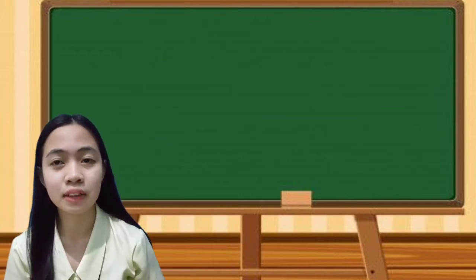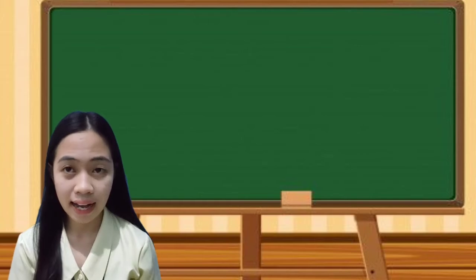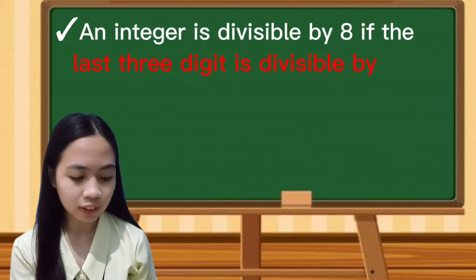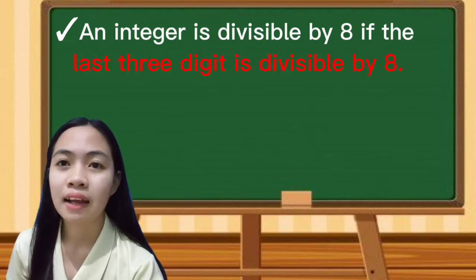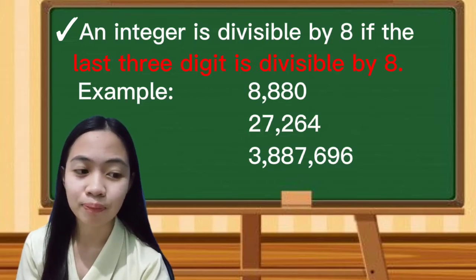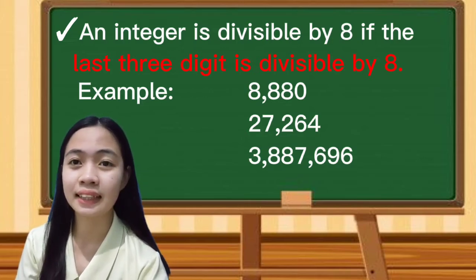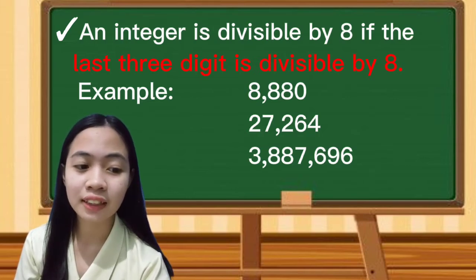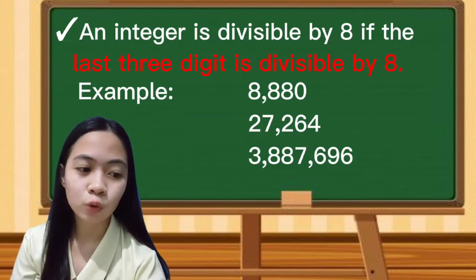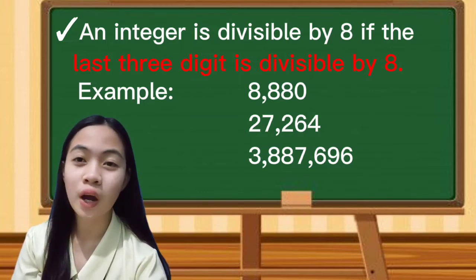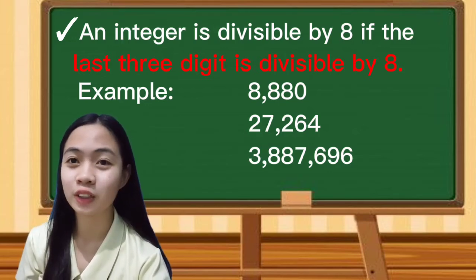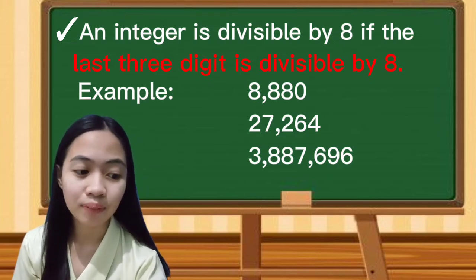Now is the divisibility rule of number 8. An integer is divisible by 8 if the last 3 digits is divisible by 8. For example, 8,880. The last 3 digits is 880. So 880 is divisible by 8. Another one, 27,264. The last 3 digits is 264, and 264 is divisible by 8.